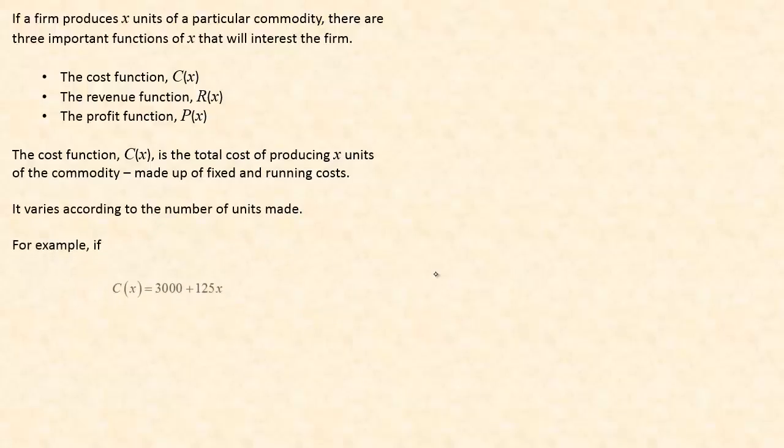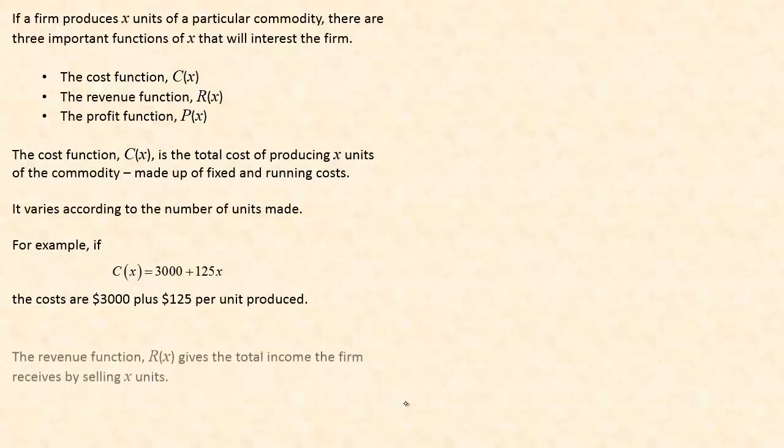For example, let's suppose we had a cost function that was 3000 plus 125x. The cost of 3000 is some sort of fixed cost, which you spend even if you don't produce any units, and then $125 per unit produced.